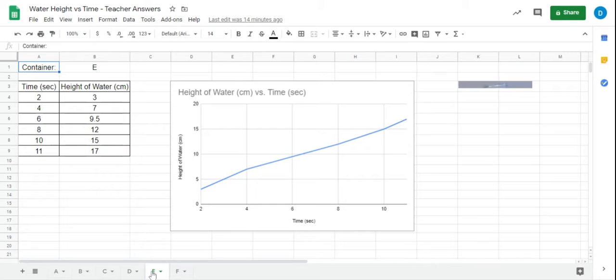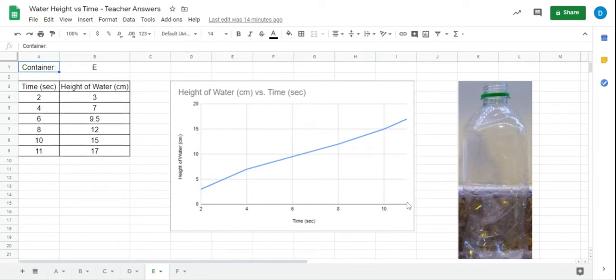Let's take a look at container E. This was our pop bottle. Let's start by looking at the shape. We got the feet at the bottom, so there's a little bit of a funky shape going on. As we go up, it's basically like a cylinder. It's pretty smooth. There's a couple ripples and ridges. The shape changes slightly. And then at the top, we see that it gets narrower once again.